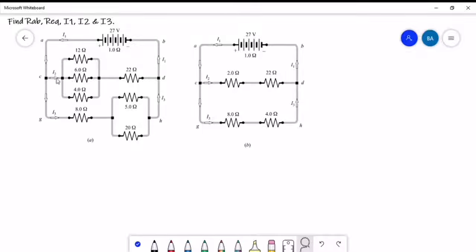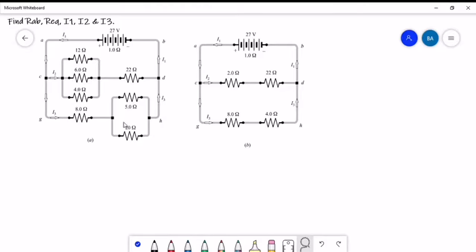Here are our nodes C and D. To find the total equivalent for this branch, we can say that this is the R equivalent CD. And then here is the G and H. If you're going to get the total resistance for this branch, we can say that this is the R equivalent GH. So the R equivalent AB is the total resistance for CD and then GH.